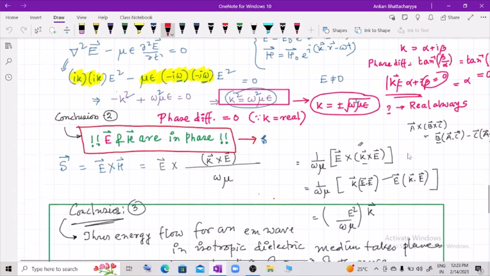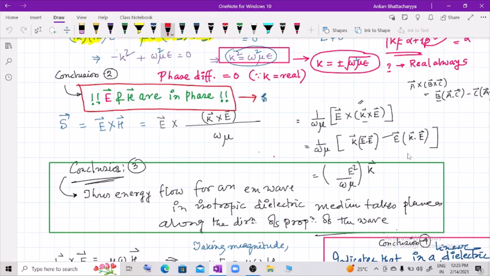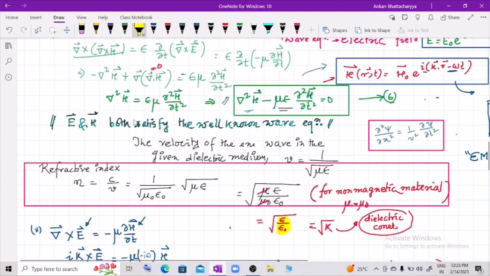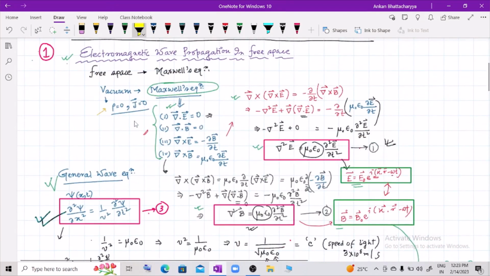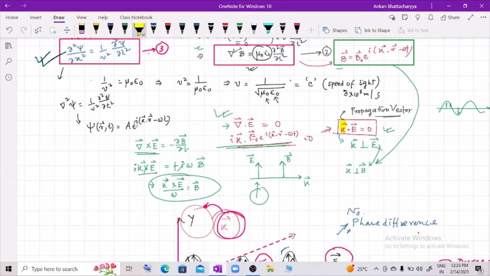and also we have noticed the interesting fact that E and H are in the same phase. This is very crucial. The electric field and the magnetic field are in phase in case of an electromagnetic wave in an isotropic linear dielectric material. This is also true in the case of vacuum that we have already studied.